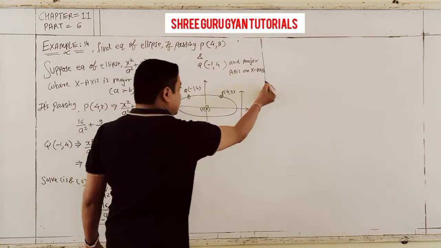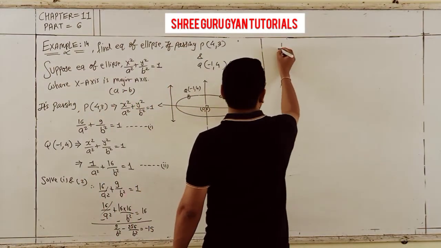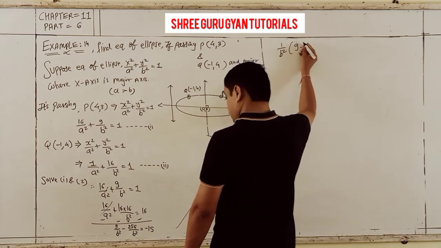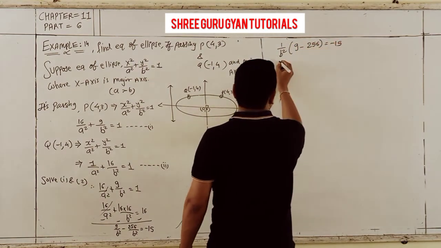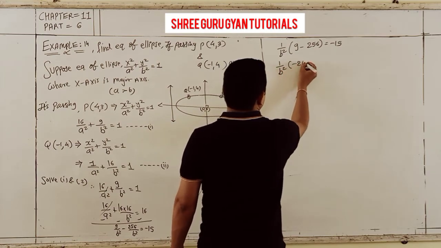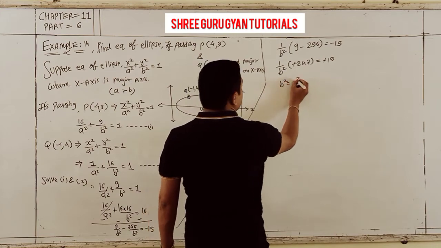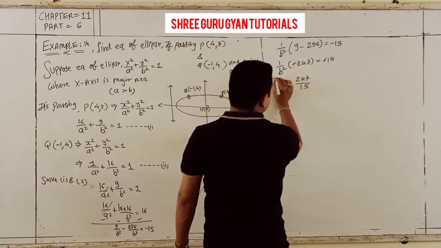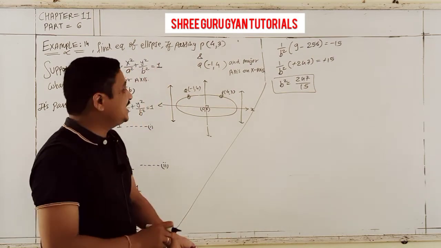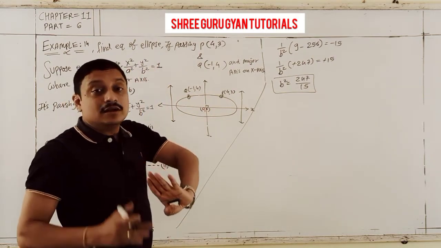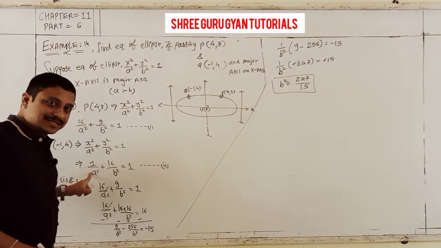So finally, 1 by b square common, 9 minus 256 is minus 247, equals minus 15. Minus minus gone. B square becomes 247 by 15. Yes, students, 247 and 9 becomes 256. Yes, now b square is done. Now that b square you attach either here or here. I think this is the best way.